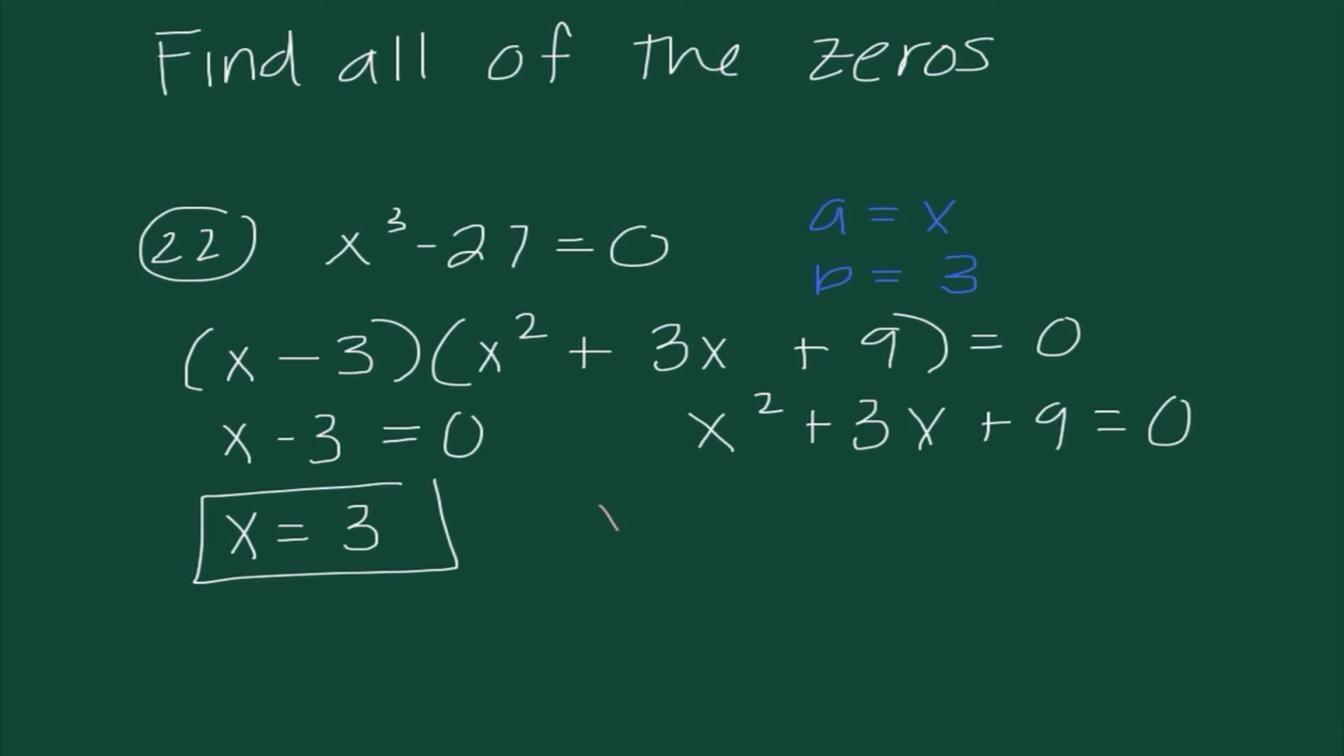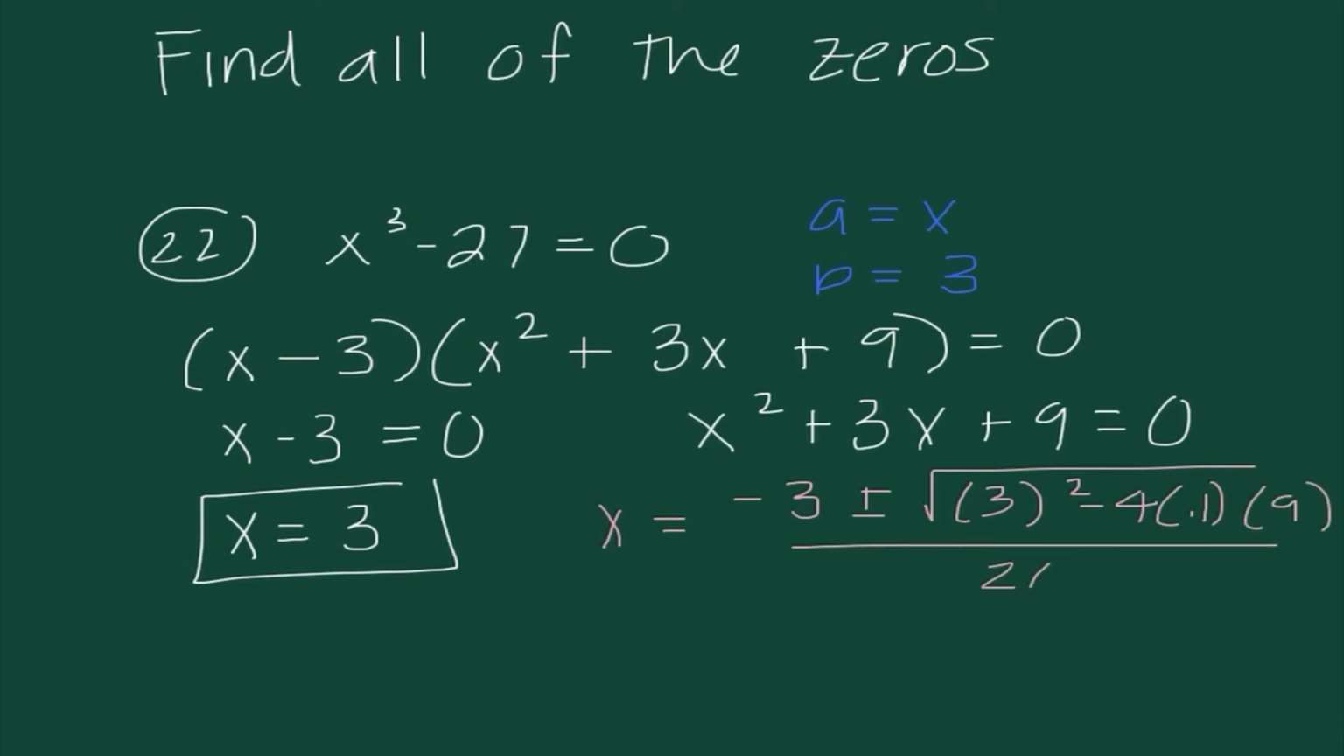For this other portion, I'm actually going to use quadratic formula. So x equals negative 3 plus or minus the square root of 3 squared minus 4 times 1 times 9 divided by 2 times 1.